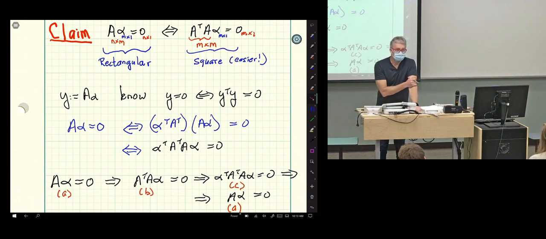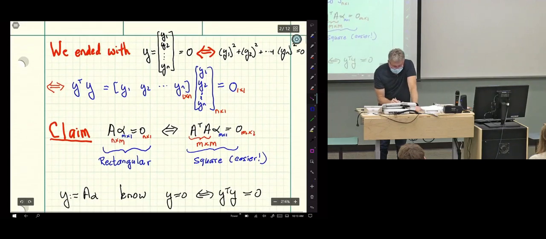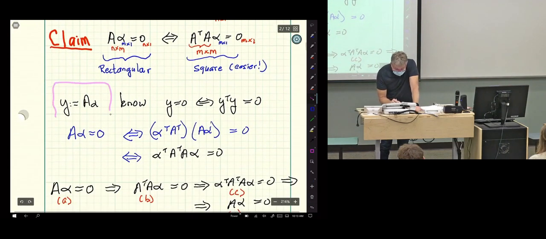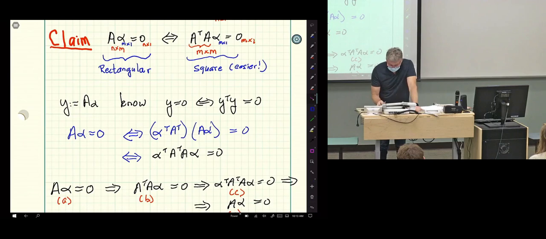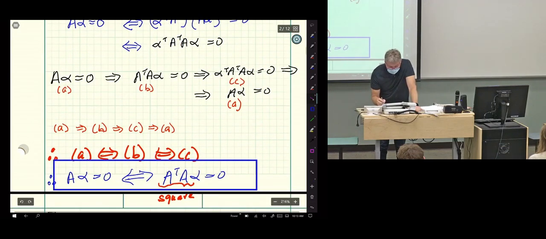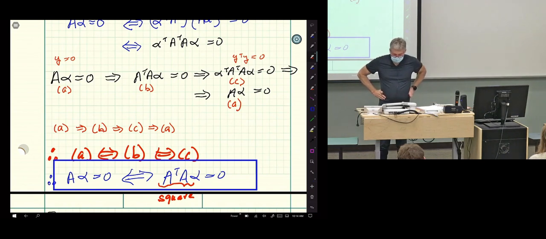So that's the key step in the proof in some sense. That was this one here: Y transpose Y equals 0 if and only if Y equals 0. And we defined Y to be A times alpha. That's A, and this is Y transpose Y. So this is Y equals 0, and this is Y transpose Y equals 0. So that's how you get C implies A. Other questions? Thanks for the question.